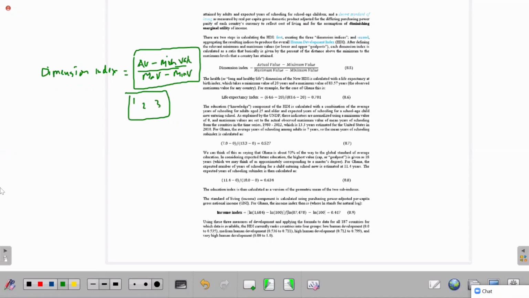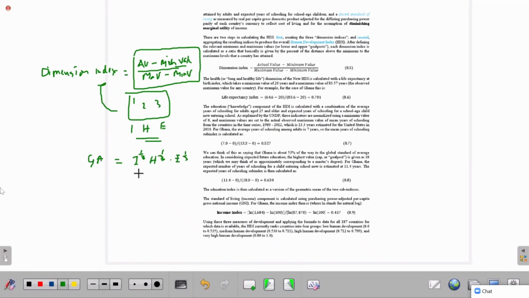The first one is called income, the second one is called health, and the third one is called education. So these indices are put into dimension indices first and then we take the average. And this average is nothing but the geometric average: I to the power 1/3 times H to the power 1/3 times E to the power 1/3. So this is called the geometric average.